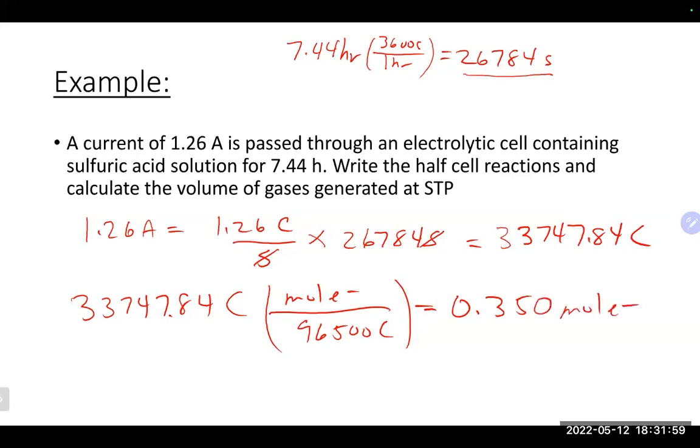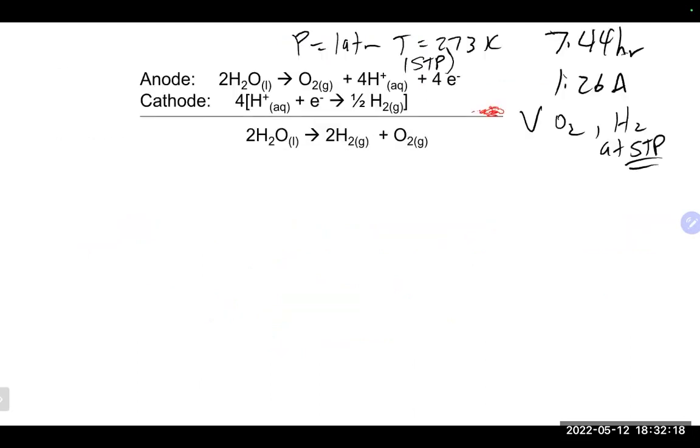Any questions so far on the first part here? Now, once we get to moles of electrons, that's where we can use the balanced half reactions to get us to each of the elements that we're interested in. In this case, we're actually interested in both of them, the hydrogen and the oxygen. So we'll carry that number over to the next page where we have our half reactions to look at.